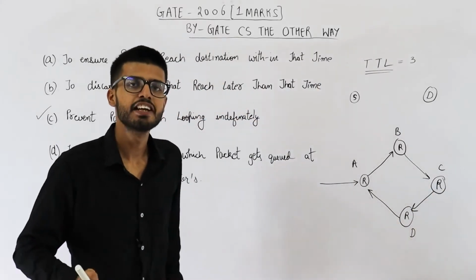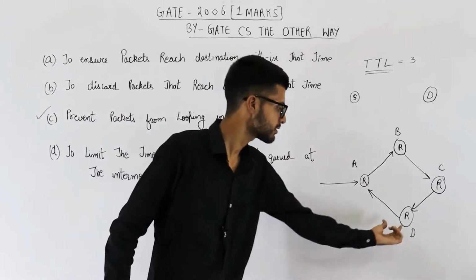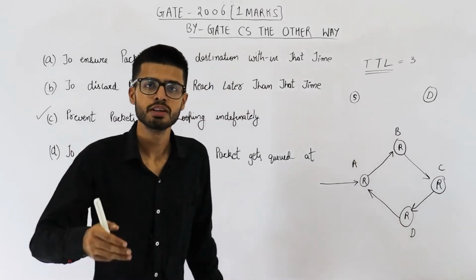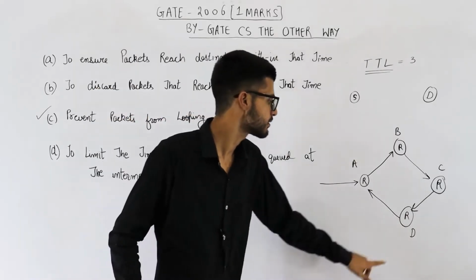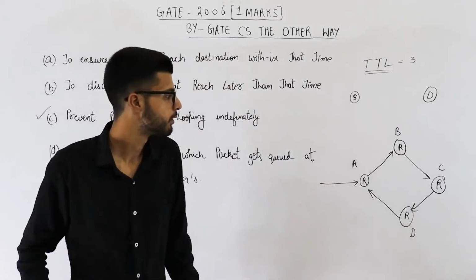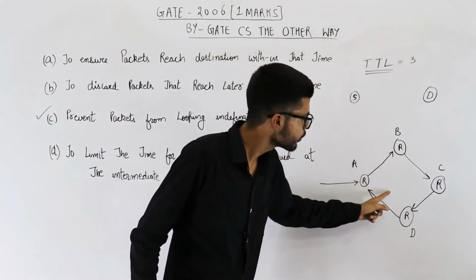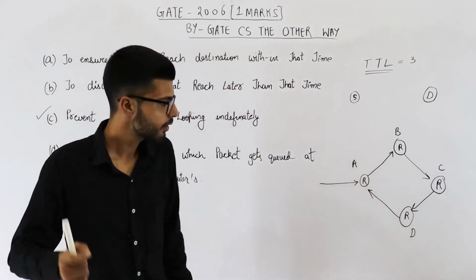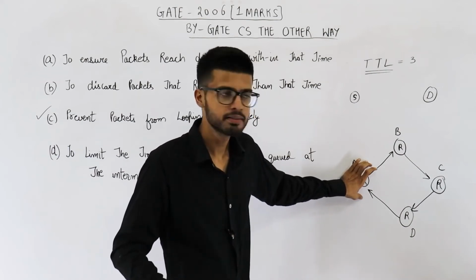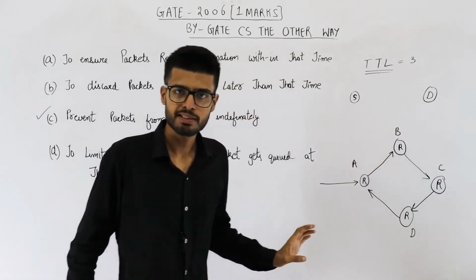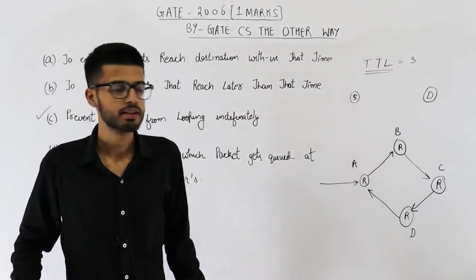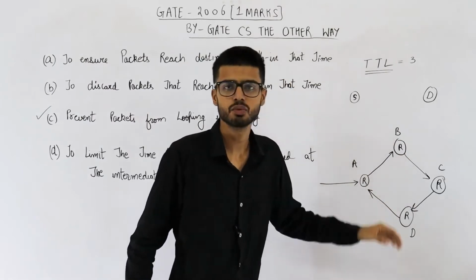And if D does not know what to do, that means D is not able to decide on which interface that packet should be forwarded. In that case, D is going to give the packet to A. Now the packet has fallen into an infinite loop. That means the packet will keep on looping between these 4 routers only. Now what is happening? Routers are actually forwarding packets. The routers' processing power is being used. The link is being used. But effectively we are doing nothing, because the packet is looping between these 4 routers only.